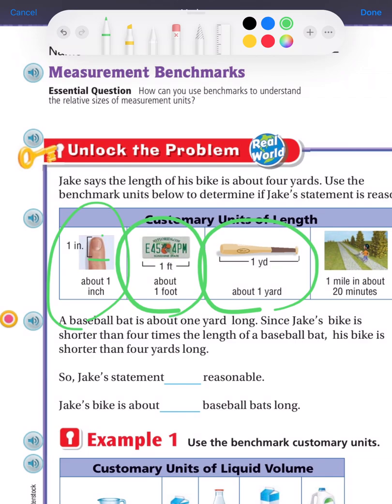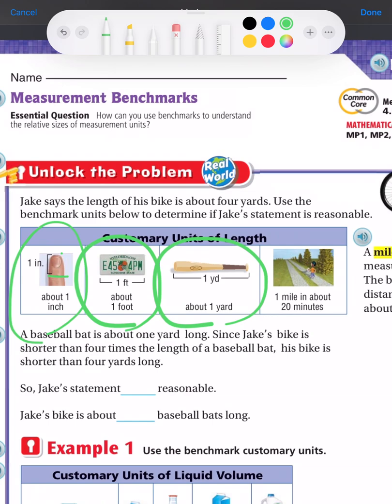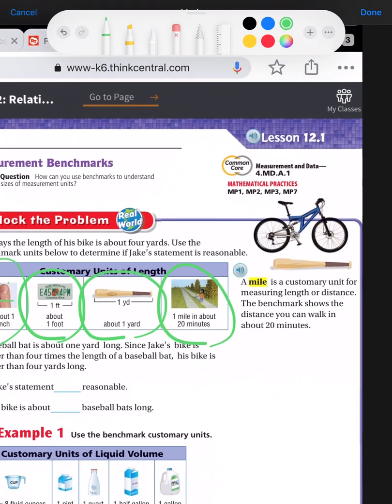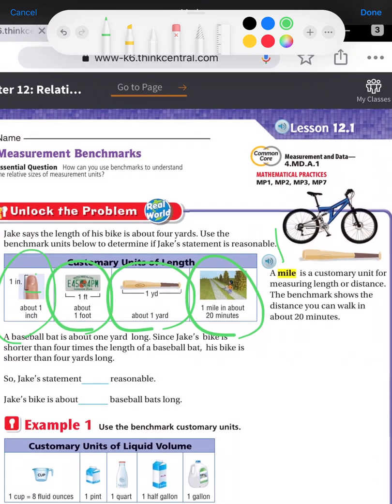And also, we have a mile. You can think of a mile as about how far you could walk in 20 minutes, when you're walking at a reasonable pace, not stopping. A mile is a pretty far distance when you think about that, 20 minutes of walking. Okay. It says a mile here is a customary unit for measuring length or distance. The benchmark shows the distance you can walk in about 20 minutes. Okay, sounds good to me.